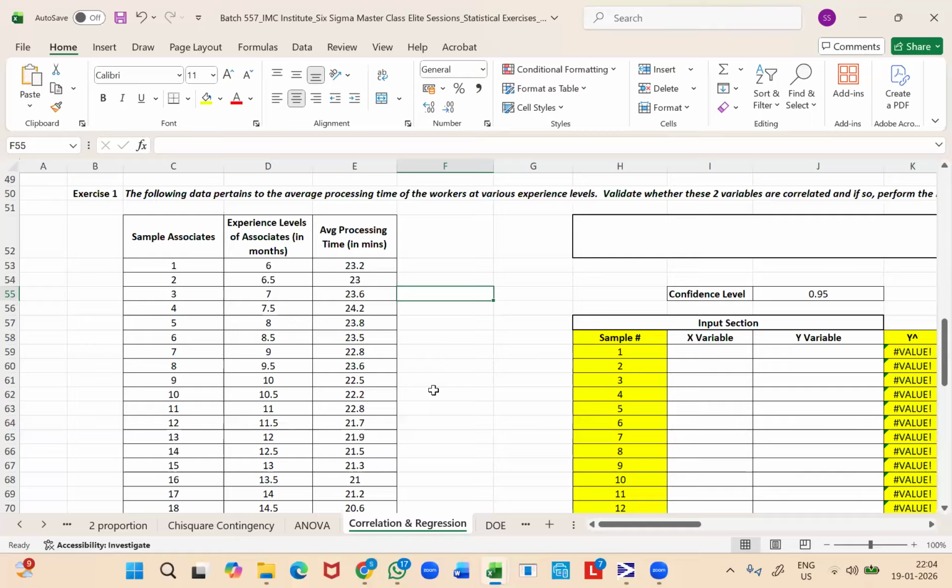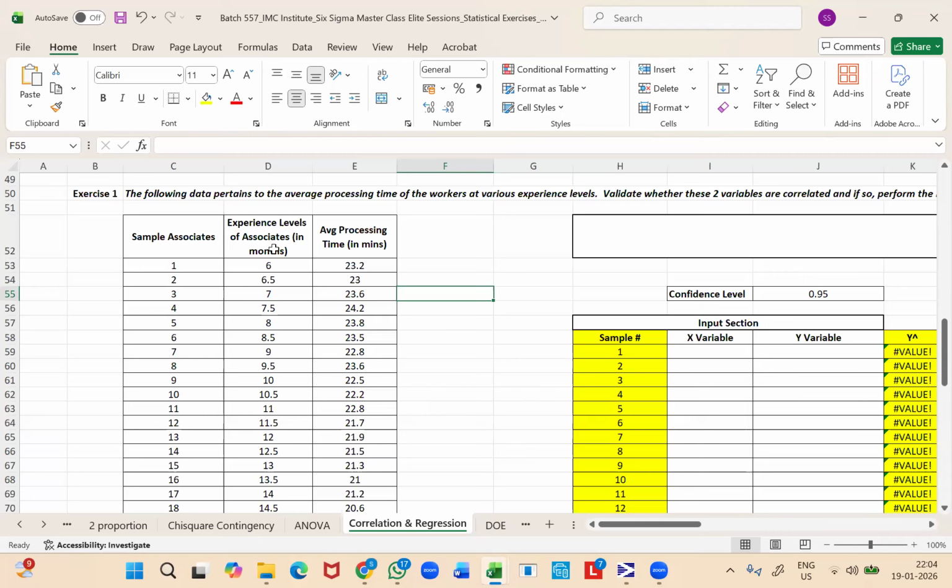But what we need to infer when the R square value works out to less than 0.85 or 85% is that there are some additional X's which we have not considered in the model building exercise. It's not only the experience levels of the associates; probably there are some additional variables which we have missed out considering in the model building exercise, right? That is the inference we can come up with.